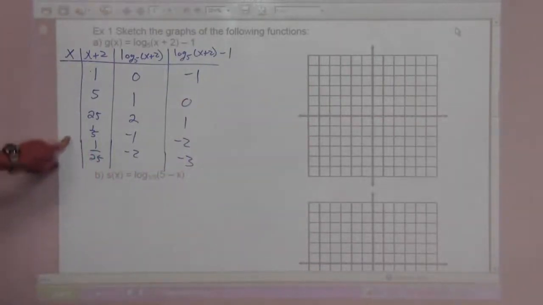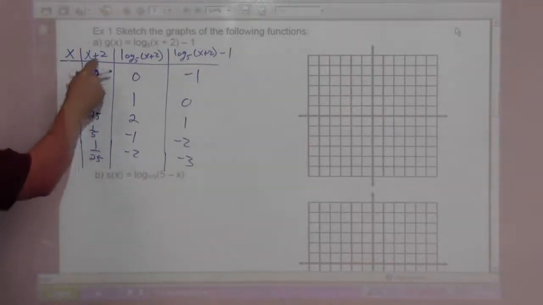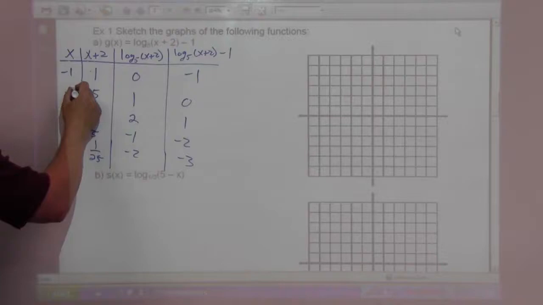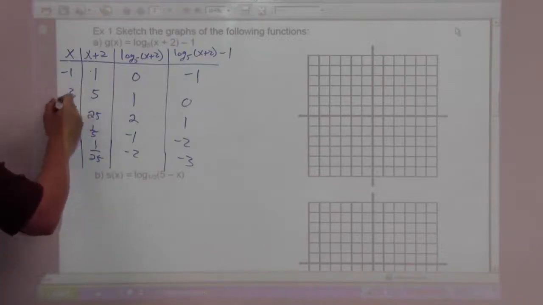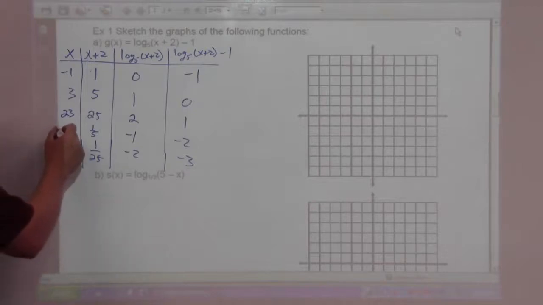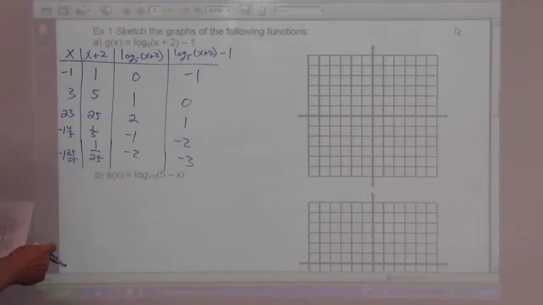We still need our x column though, subtracting 2 from each of these. This is x plus 2, this is x. So 1 minus 2 is going to be negative 1. 5 minus 2 is going to be positive 3. 25 minus 2 is going to be 23. That's going to be beyond our graph. 1/5 minus 2 is going to be negative 1 4/5. 1/25 minus 2 is going to be negative 1 24/25.